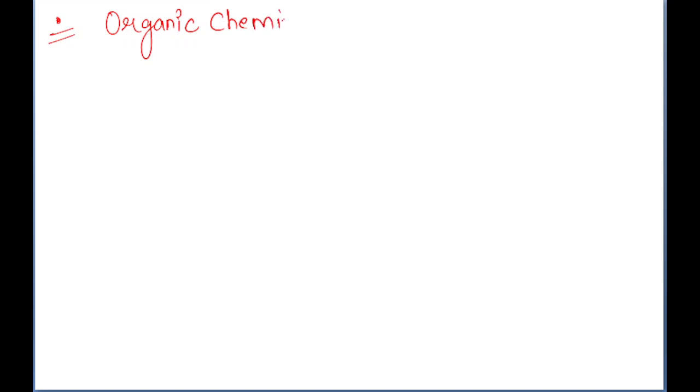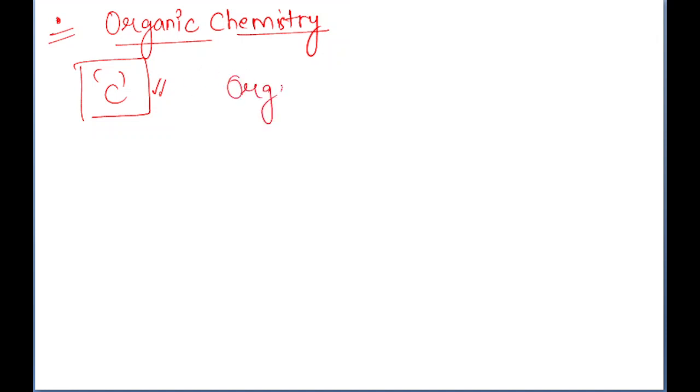Organic chemistry is the branch of chemistry which deals with carbon compounds. Okay, we deal with the carbon compounds. So carbon is the essential element in organic chemistry. Okay, we study organic compounds. So what are organic compounds?